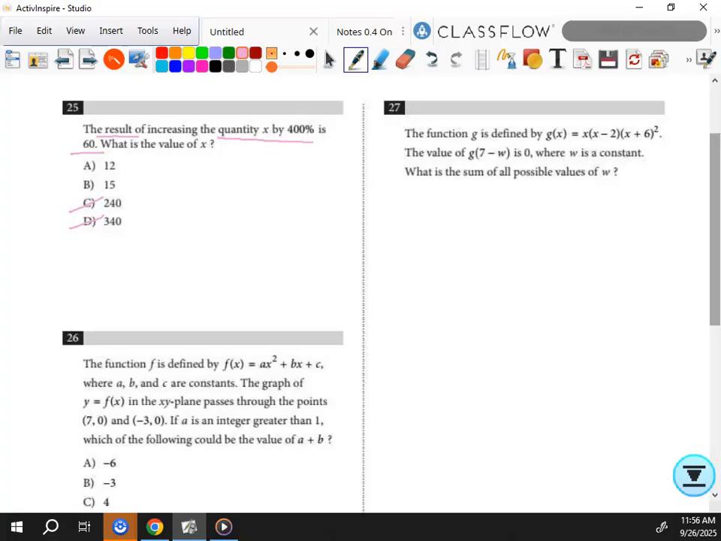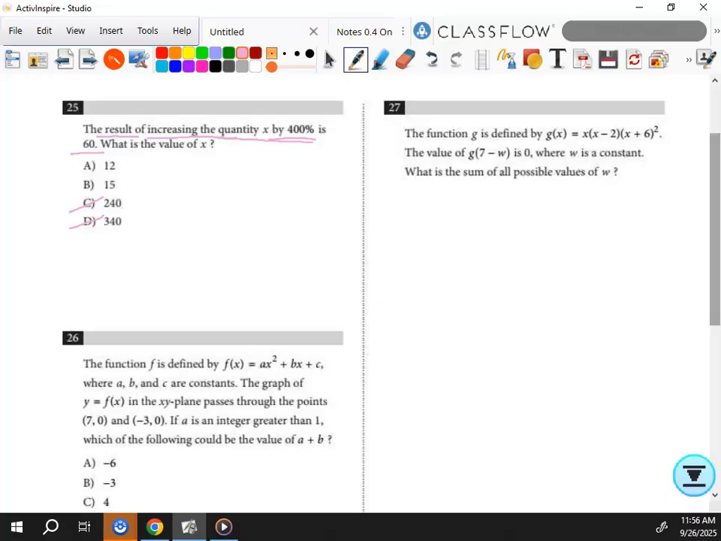You with me on that? All right. Now, wording is very important here. This does not say x is 400, or that 60 is 400% of x. 400% of a number is different than increasing it by 400%. So I want you to think about this.